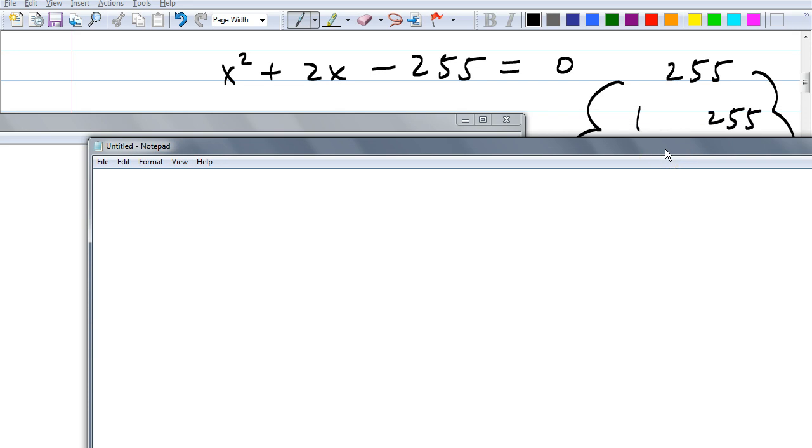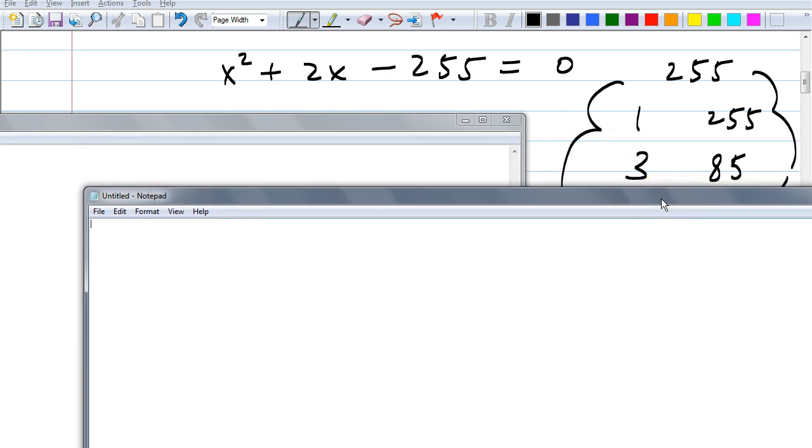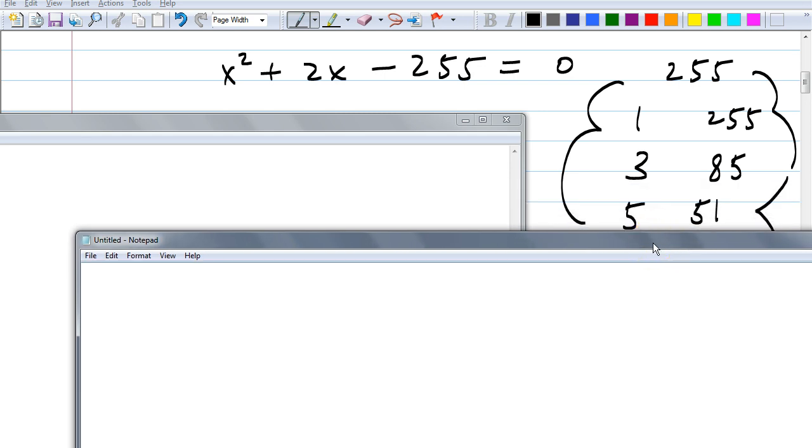So 1 goes into 255, right? 2 doesn't. What about 3? How many times, guys? 3 and 85. Does 4 go in? No. Does 5 go in? Yes. How many times? Is that it? What about 6? Does 6 go into 255? No. What about 7?